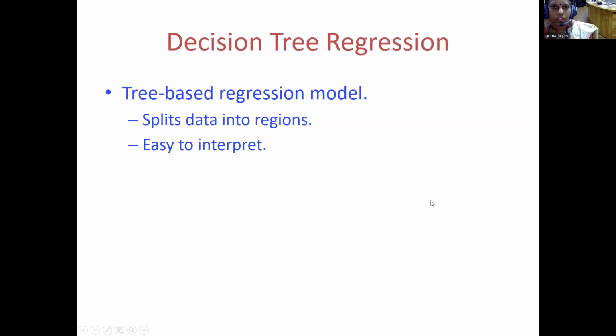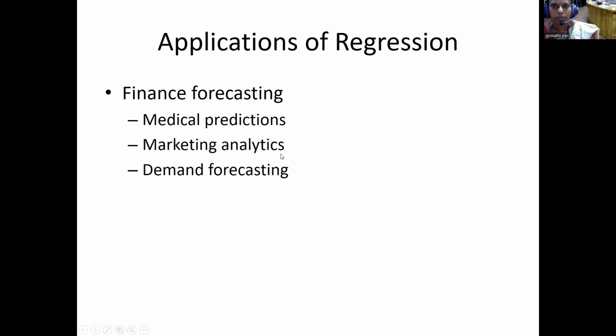So next one is decision tree regression. Decision tree regression is based on a tree. So here it can be classified into root node and leaf node. It splits into many regions. So this will be easy to interpret.